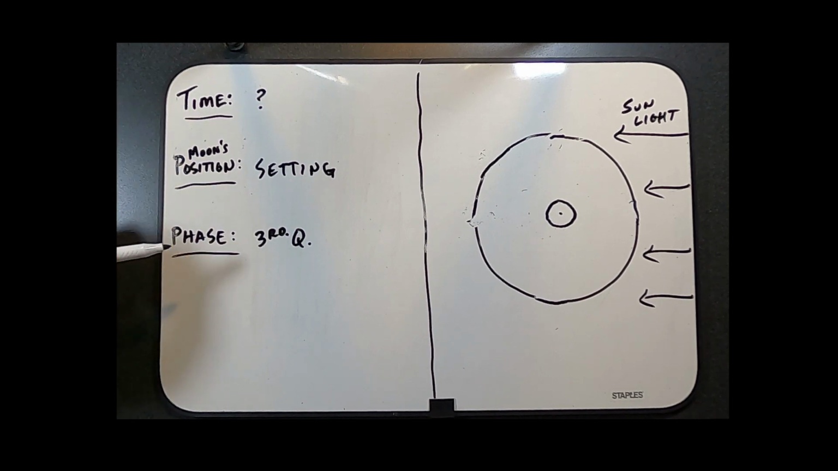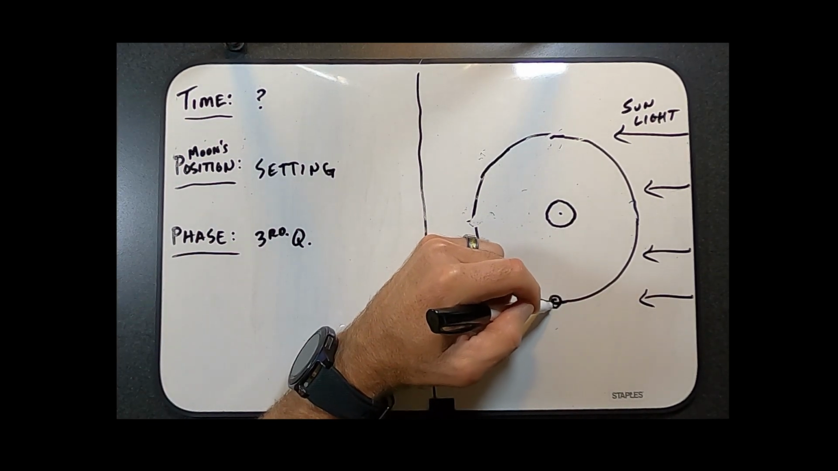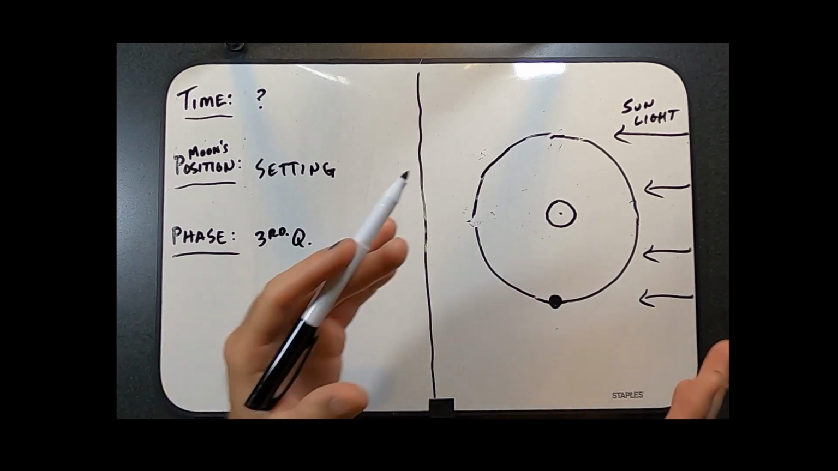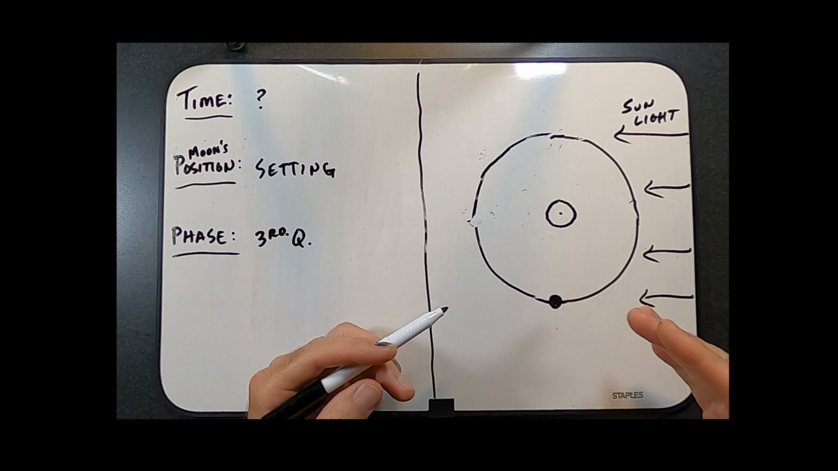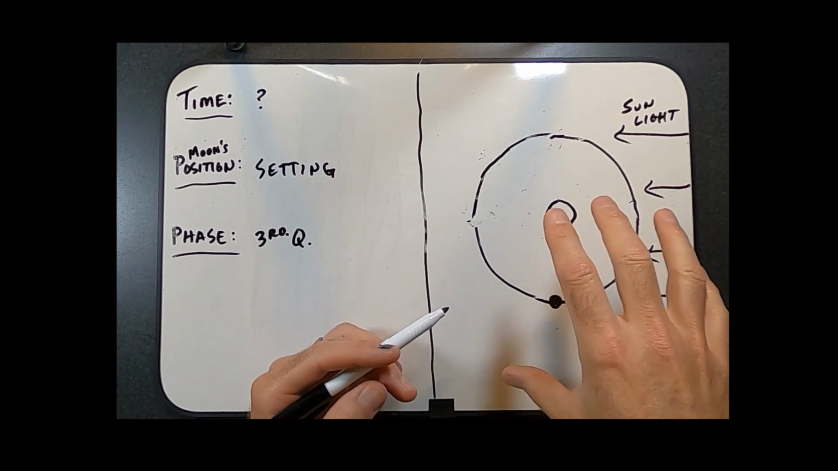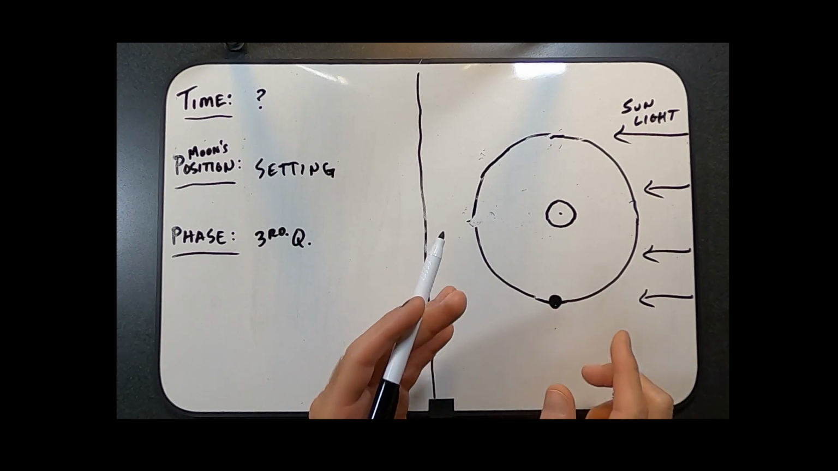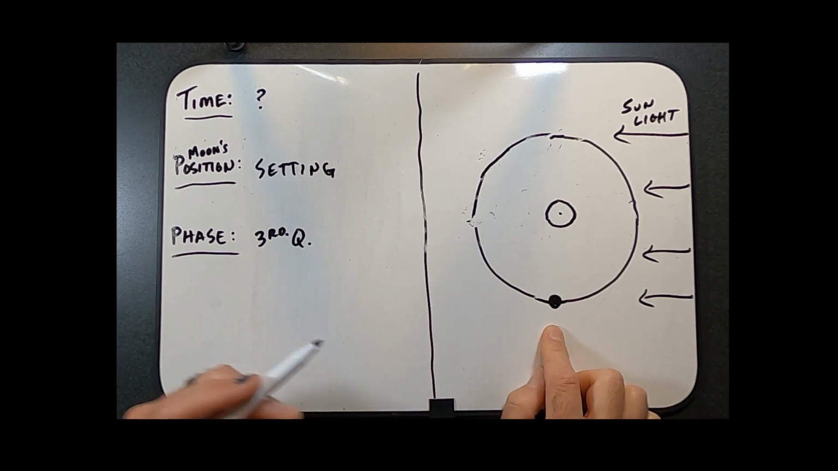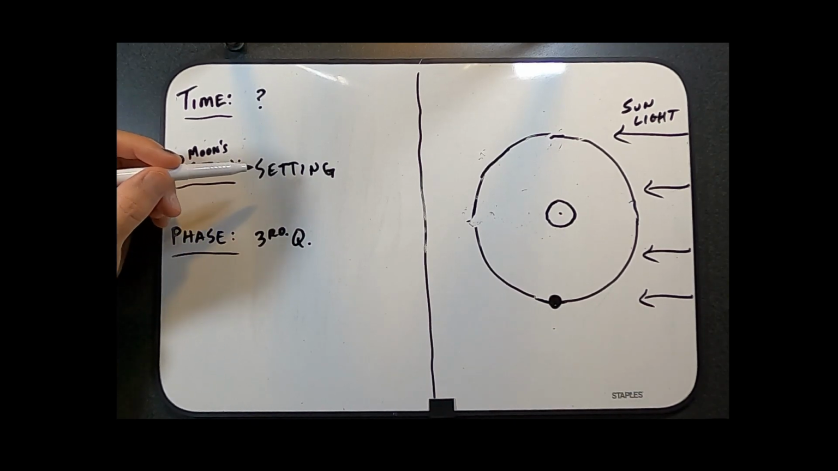For these questions, start with the phase. Third quarter moon is going to be right here. This is just because this is where the third quarter moon always is. If this is the phase cycle, looking down at the North Pole, the moon goes in its orbit like this. So this is a third quarter moon. No choice. That's where the third quarter has to be. Now, the tricky part is, where are you to watch the moon set?